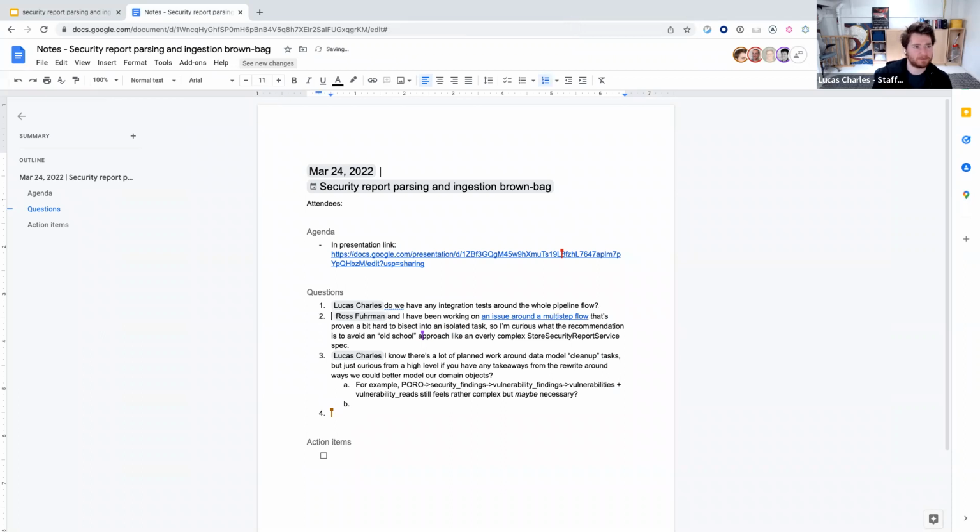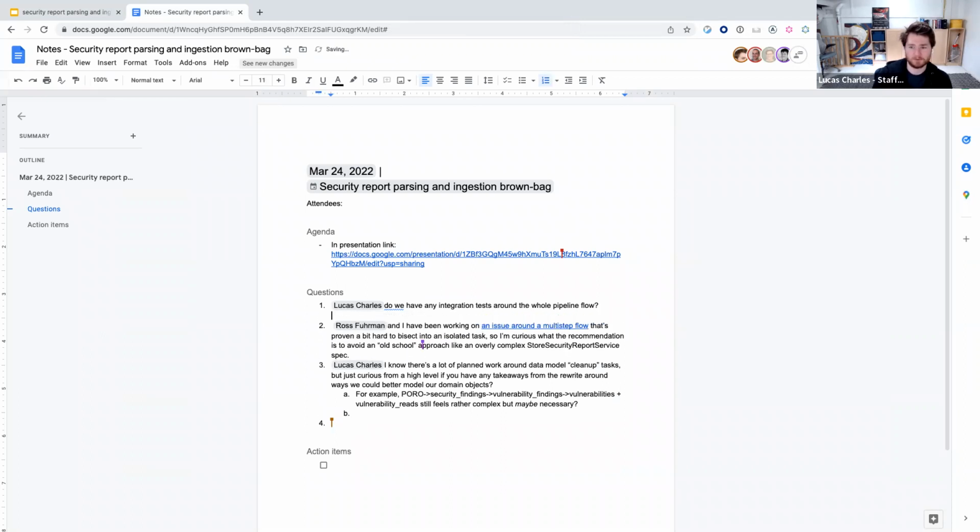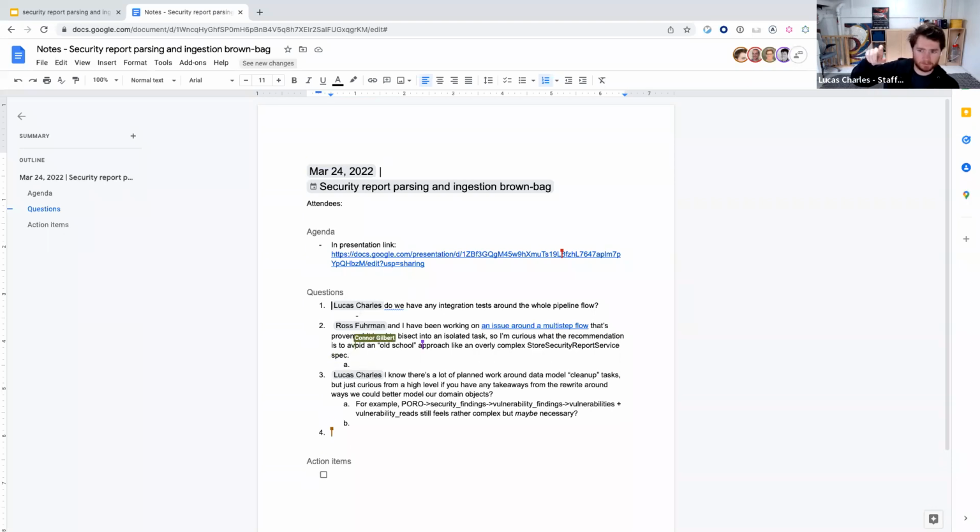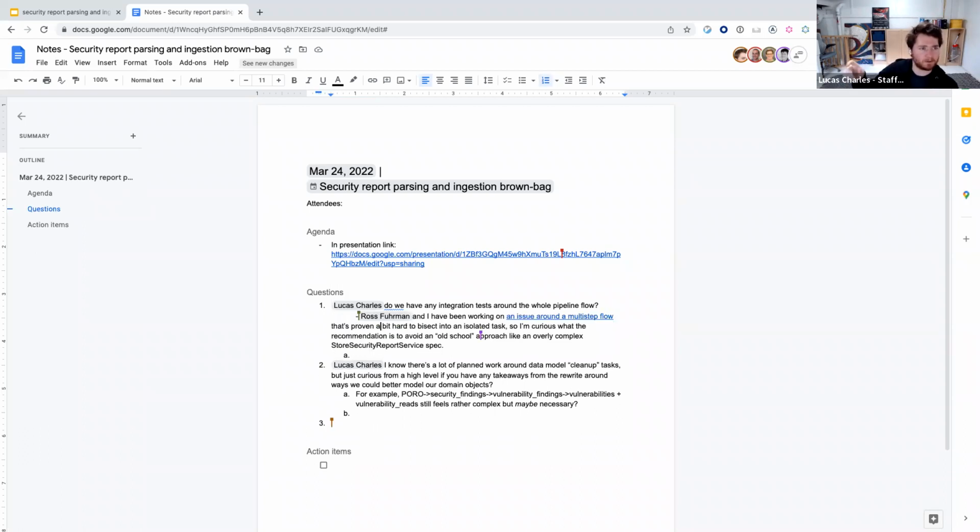Thanks for that. That was really helpful to get the overview. Do we have an integration test? Sorry, the part where Ross is mentioned in that paragraph. So number 2 is part of number 1 in the doc. But Ross and I have been working on this kind of multi-step flow. So do we have an integration test around the whole pipeline? Because we're trying to test something that involves modifying security findings prior to ingestion. And so it's a fairly integrated task.